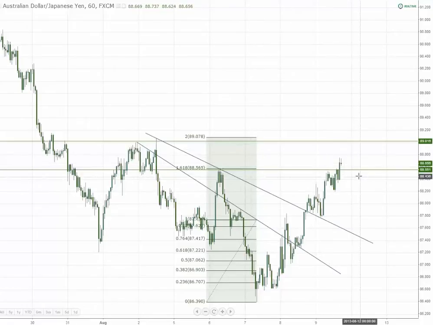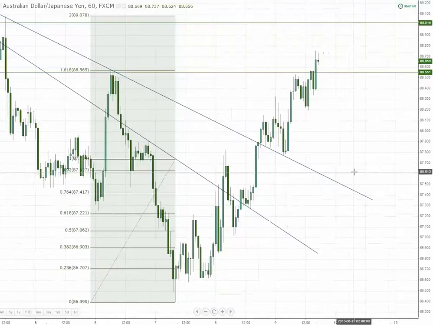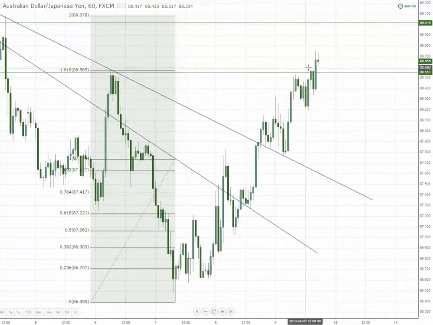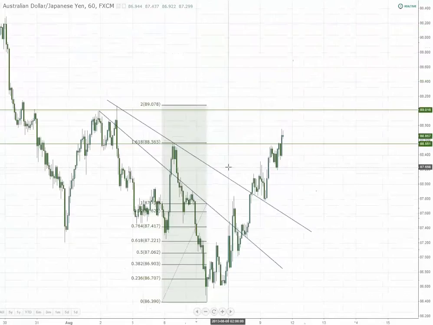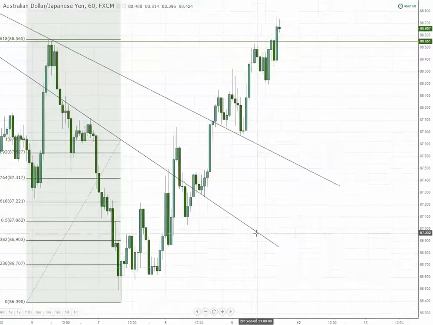So if this were to continue, what would we look for next? We'd basically look for this high to be used as support. This level in general, we want to see getting used as some kind of support mechanism. And so, stop loss on this trade.